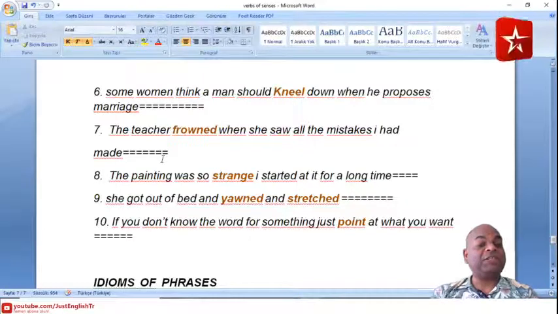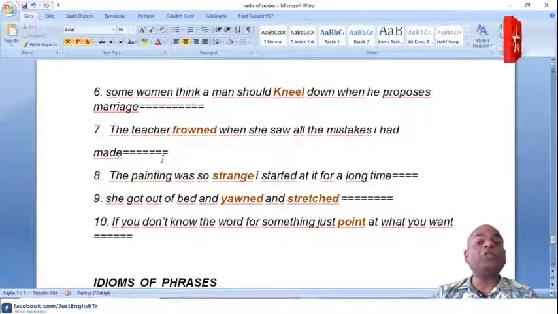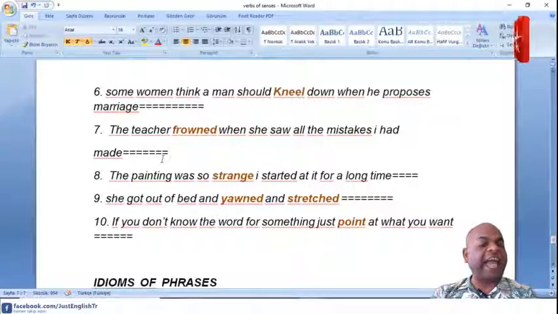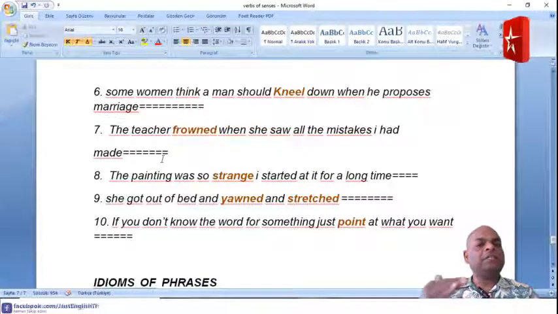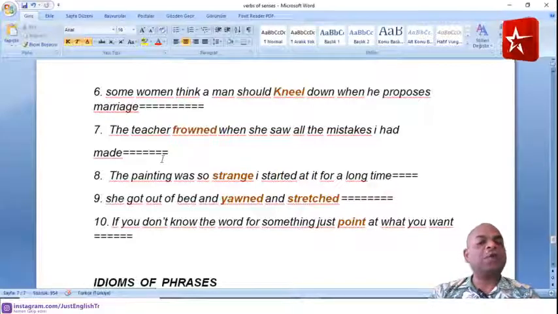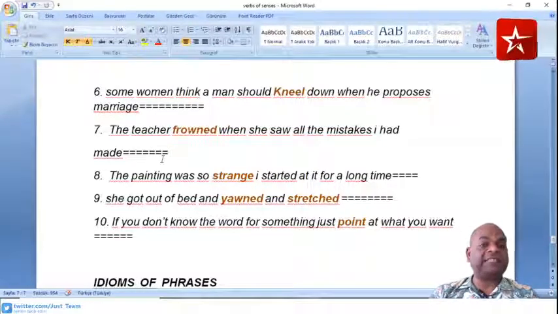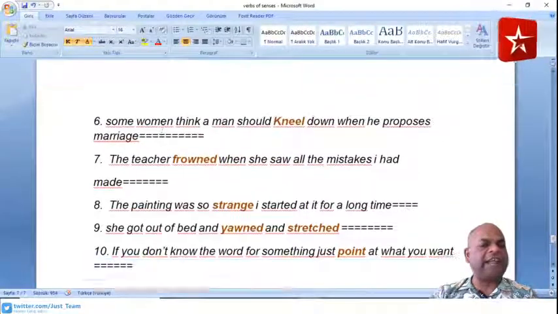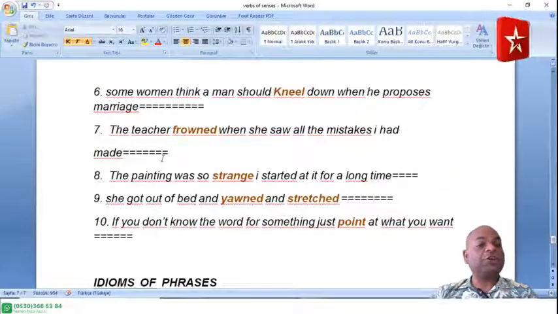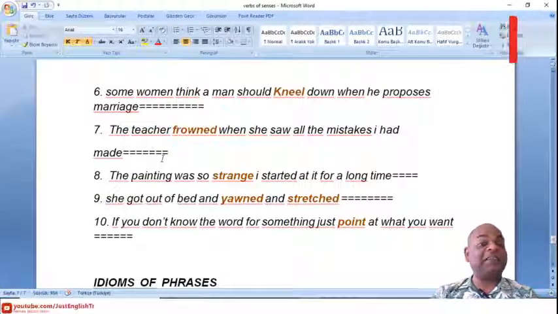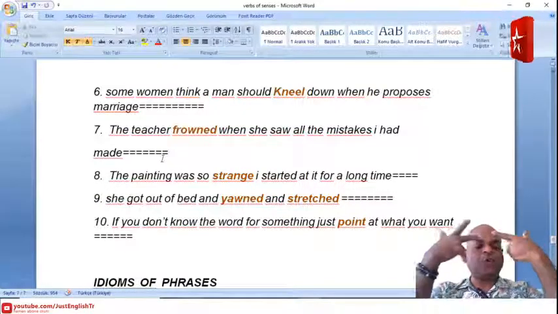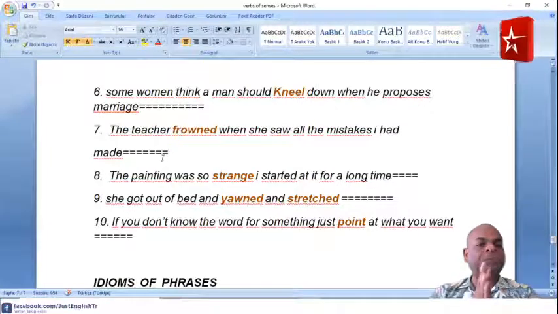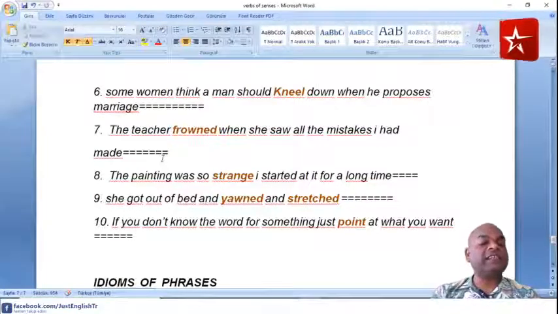Number 7. The teacher frowned when she saw all the mistakes I had made. Now, what should be here, guys? Is it a head or is it your forehead? What's the answer there, guys?